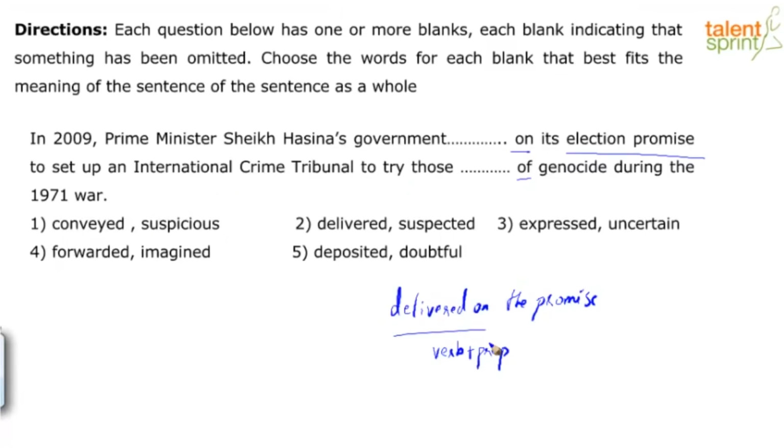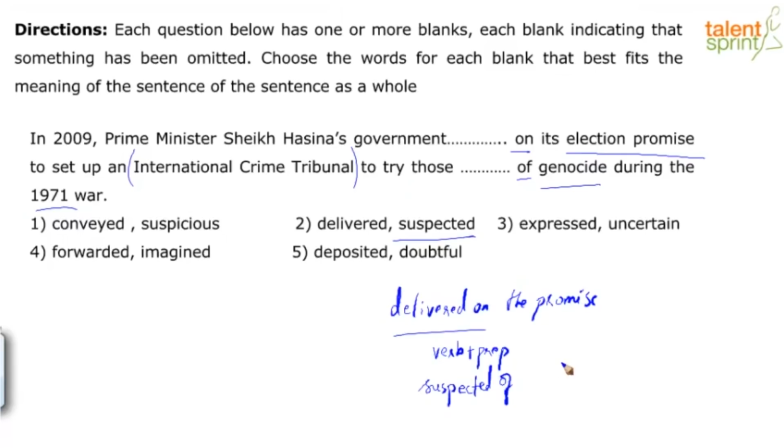To set up an international crime tribunal to try those of genocide during the... So, someone has been accused of this, right? During this particular 1971 war. So, they promised that they would set up this crime tribunal so that they can identify those who are under the suspicion of genocide. So, obviously, the right answer is "suspected of." That's another verb plus preposition collocation. Suspected of this thing. Are you following?